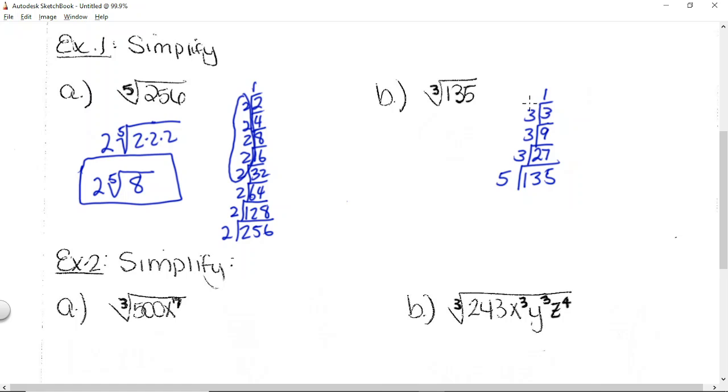Okay, so how do we do the grouping here? Well, we look at the index. You always have to look at the index. It's 3, so we want groups of 3. And we have it. That's a group of 3. That's the only group of 3. So one thing from that group comes outside. So it gives us a 3 outside the radical, I mean.